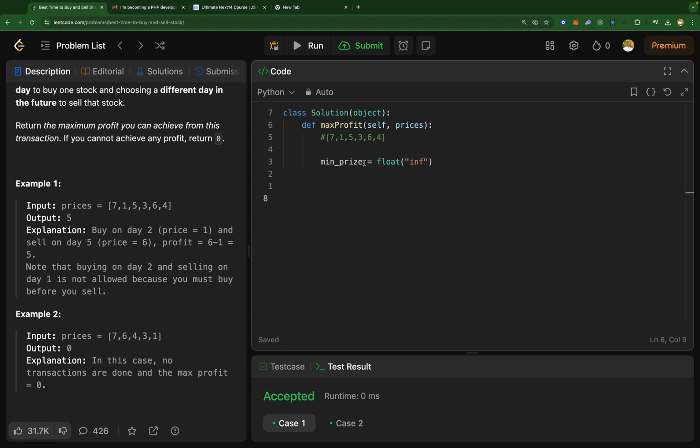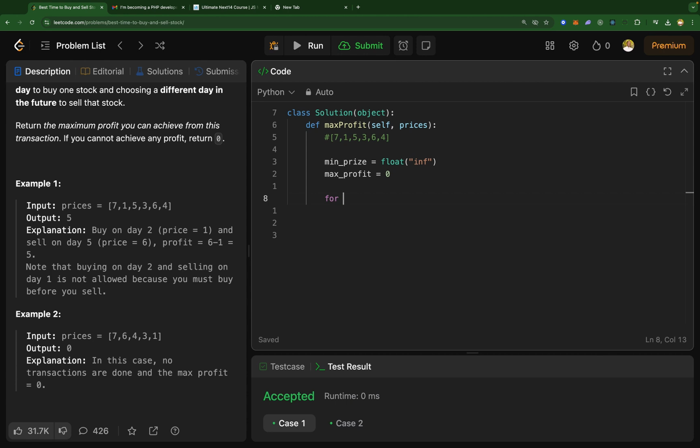Now we are going to be updating this minimum value each and every time we find a smaller value. Also, we need to create another variable called max profit, and you're going to have it at 0 so that you're going to change it when you get the maximum profit. Now, at this stage, you want to iterate over all the prices in prices.